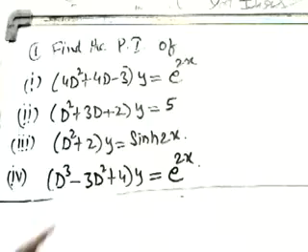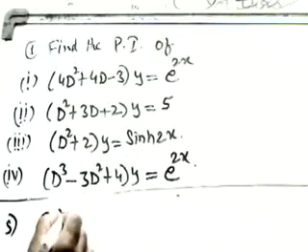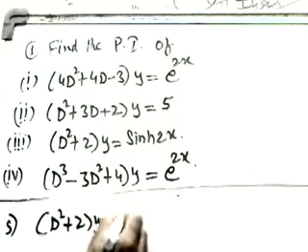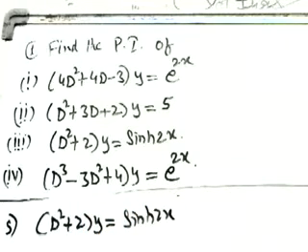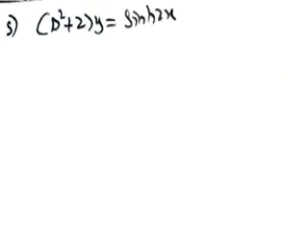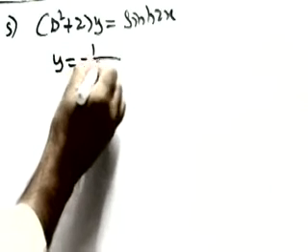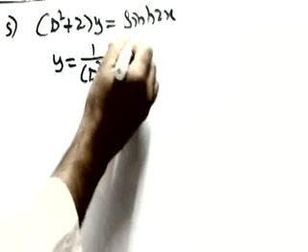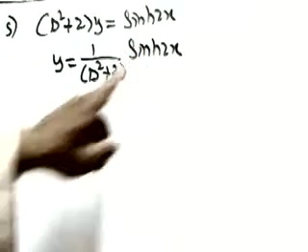Now let me do the third question. What is the third question? See here. This is the third question: (D² + 2)y = sinh 2x. Now bring D on the other side. So what we get is y = 1/(D² + 2) sinh 2x.